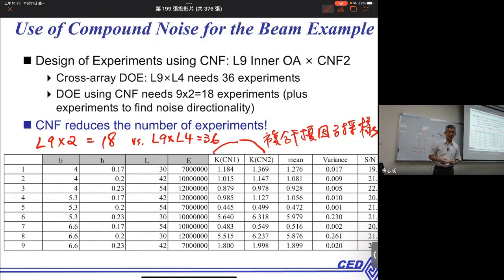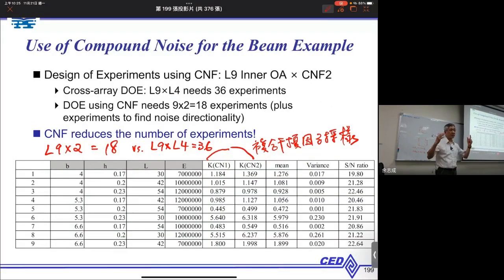That's the reason why compound noise factors can be used to reduce the number of samples and still keep the purpose of our sampling strategy. The purpose is to understand what will be the distribution of our output. Outer array, we do samples. We do several samples here, several samples there, but they are balanced and symmetric. But in compound noise, we only do 2 samples. One, which will get the largest output. Another one will give us the smallest output. From these 2 samples, we can have roughly the output range. Then we can have the mean, standard deviation, and also the SN ratio.